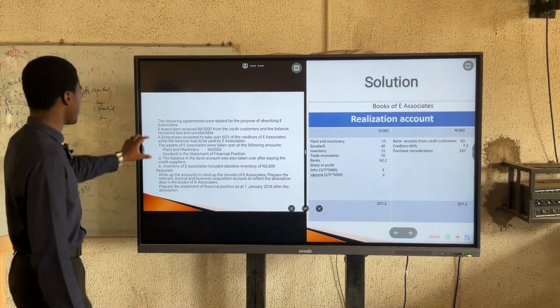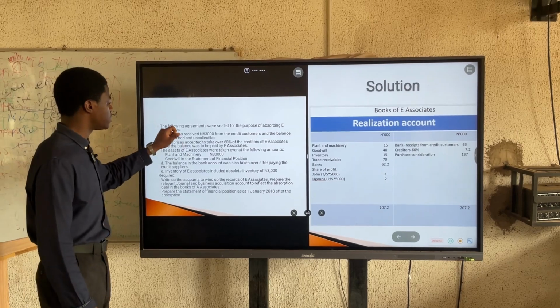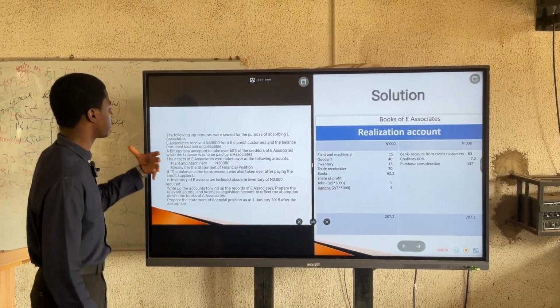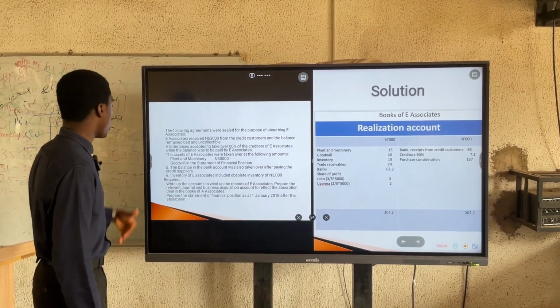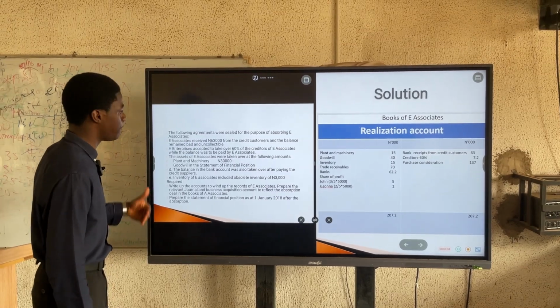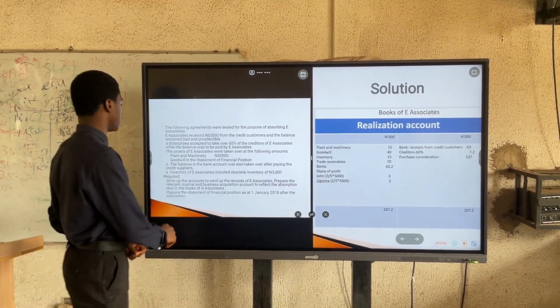So it said A Enterprise accepted to take over 60% of the creditors of E Associates, while the balance was to be paid by E Associates. Now let's go to the question.